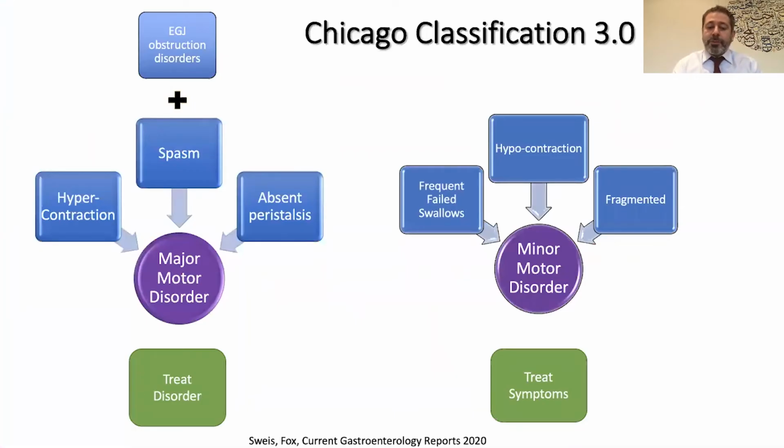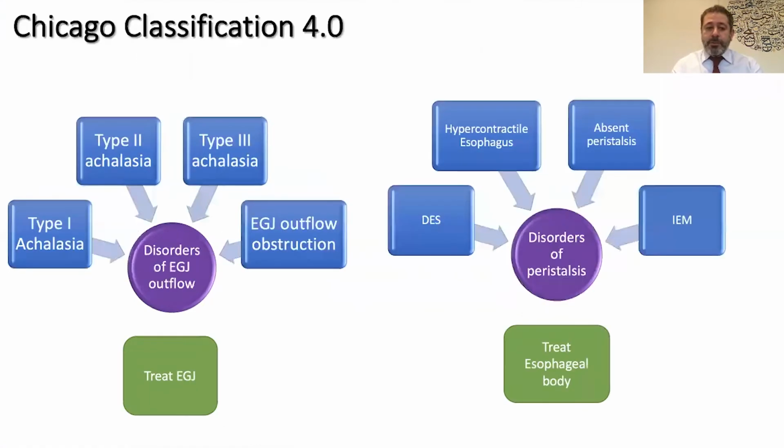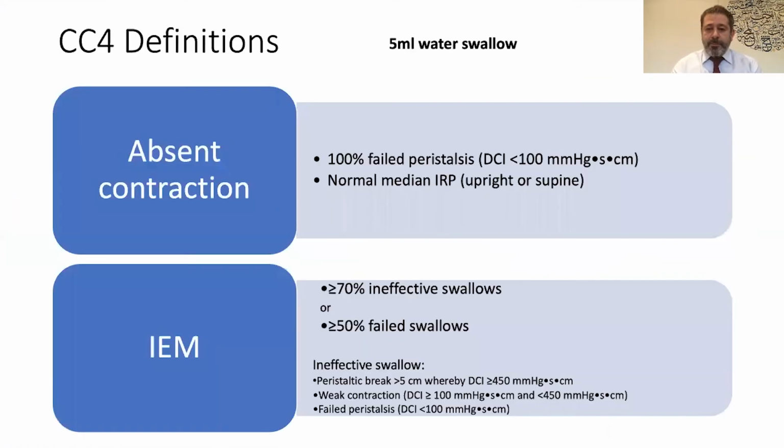The classification of motor disorders published in 2015 divided this motility into major motor disorders and minor motor disorders. Absent peristalsis was considered a major motor disorder, while IEM was used synonymously for minor motor disorders. The new iteration of the classification now divides this motility into disorders of esophagogastric junction outflow, as well as disorders of peristalsis. Within this, absent peristalsis and IEM lie. So I'm going to discuss these concepts.